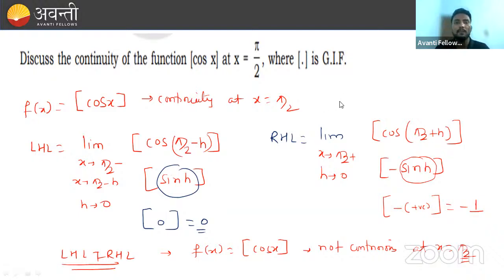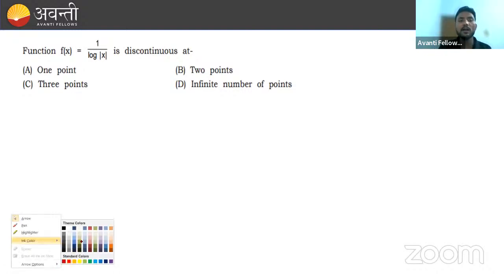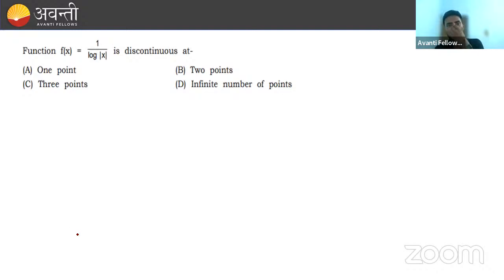Okay. So you just have to find LHL, RHL. You should have an idea about the limit. That's it, you can solve it. Like the other thing, sometimes if you have command of the graph, you can also use the graph for discontinuity. So you know what the reasons of discontinuity are.